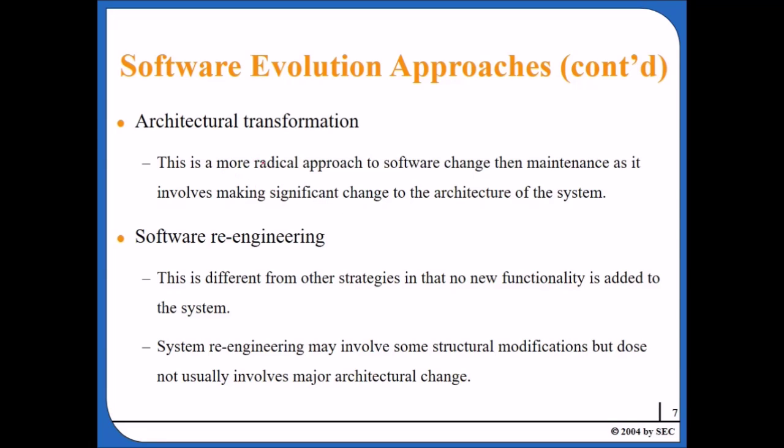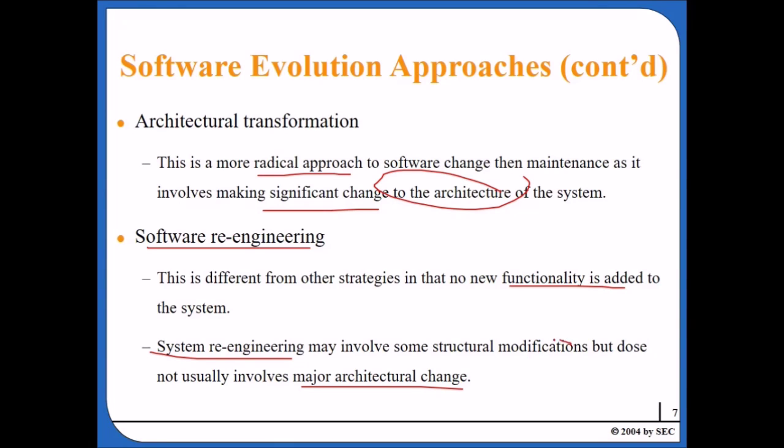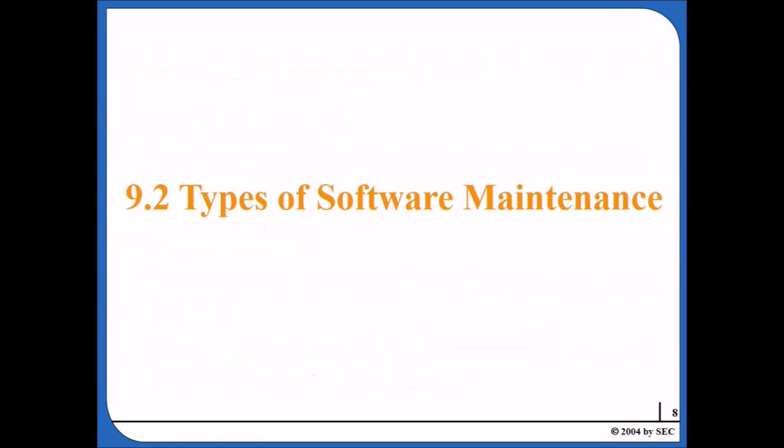Then comes architectural transformation. This is a more radical approach to software change than maintenance, as it involves making significant changes to the architecture of the system itself. Then comes software reengineering. This is different from these strategies in that no new functionality is added to the system, right? In maintenance and architectural change, new functionalities are added or may be added, but here it is not. So system reengineering may involve some structural modification, but does not usually involve major architectural changes.